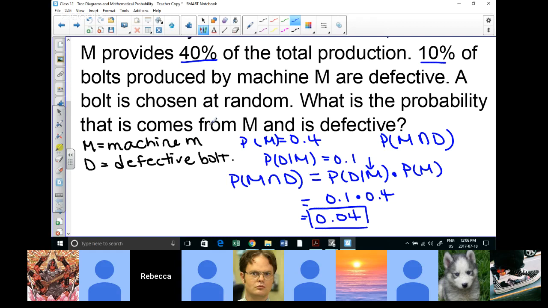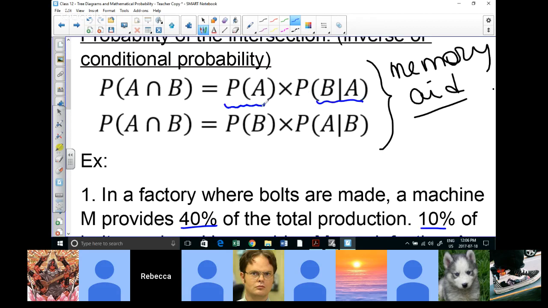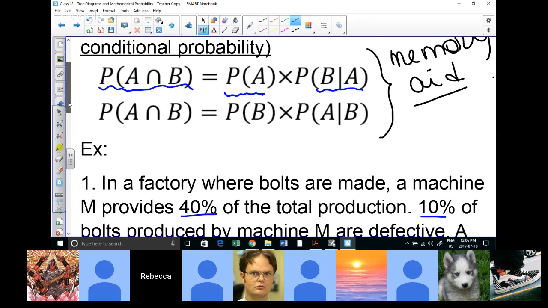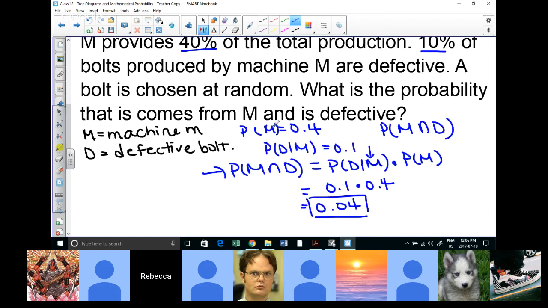So in this case, the hard part of this problem is identifying what information they give you, okay? So this is the formula that we just looked at that says if I have the conditional probability and I have the probability of A, I can find the probability of the intersection of A and B. Just using this formula. So in this case, I know the probability that it comes from machine M, it's 0.4. I know 10% of bolts produced by machine M are defective. So probability that it's defective, given that it comes from machine M, is 10%.